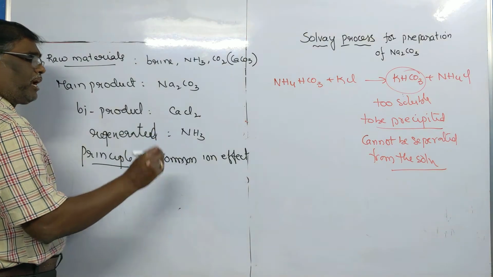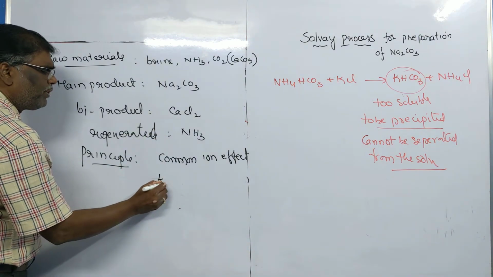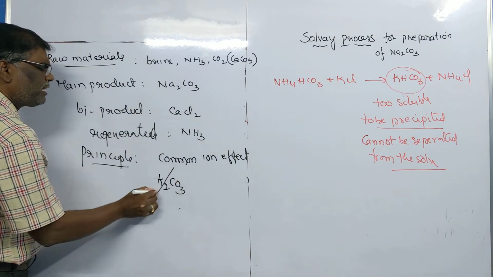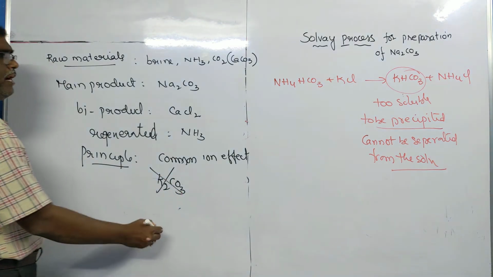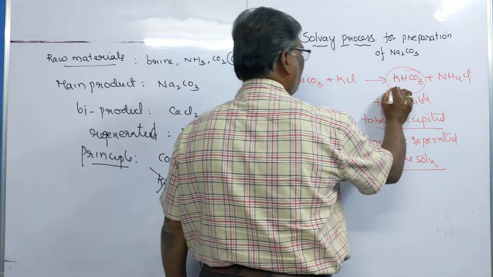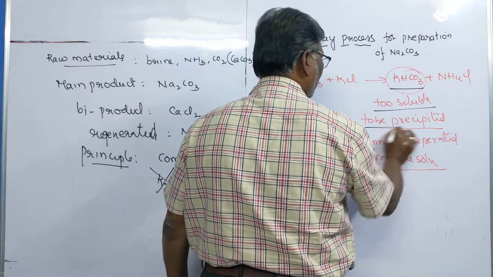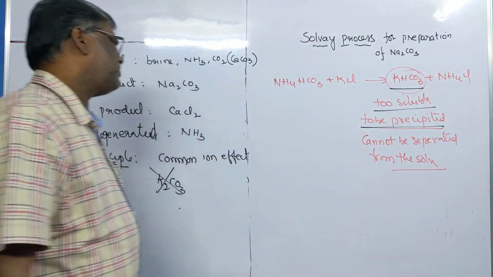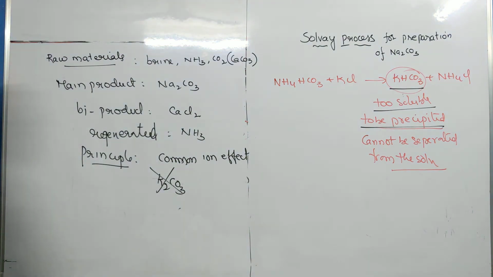Can we prepare K2CO3 in this method? No. For what reason can K2CO3 not be prepared? Because the KHCO3 formed in this process is too soluble to be precipitated. That's why this cannot be prepared by this method. This is all about the Solvay process.